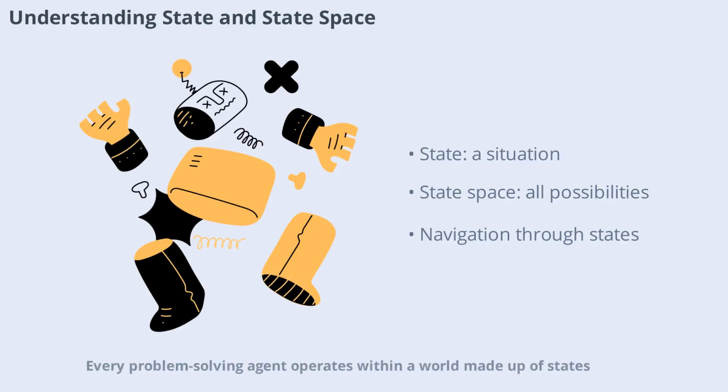Every problem-solving agent operates within a world made up of states. A state represents a specific situation or configuration at a given moment. The collection of all possible states forms what we call the state space. By navigating through the space, the agent explores different scenarios, searching for a path that leads to its goal. Visualizing the state space as a network helps us grasp how agents move from one state to another.